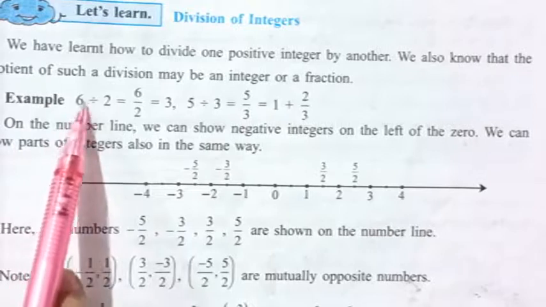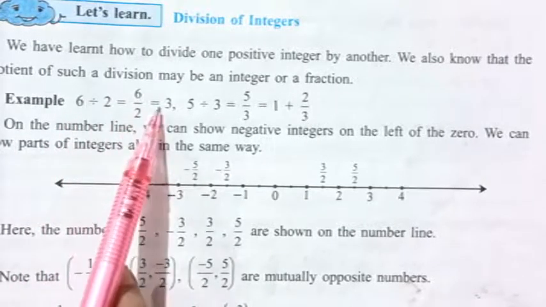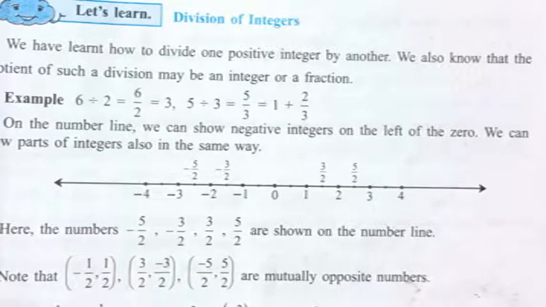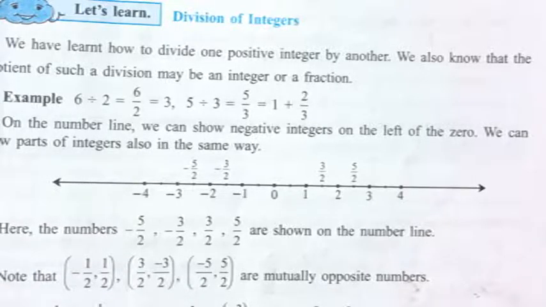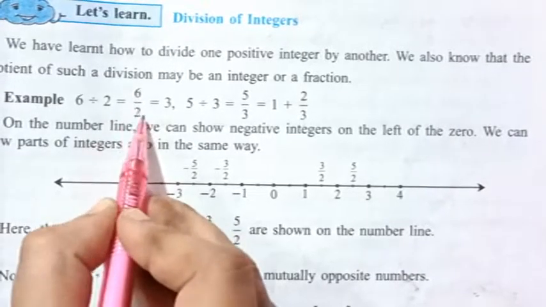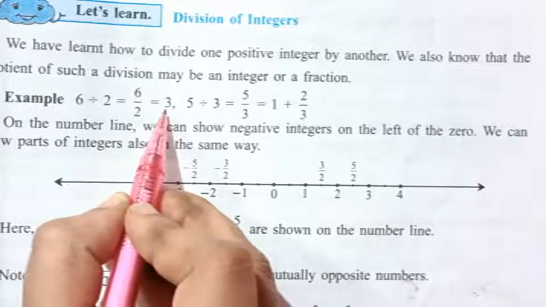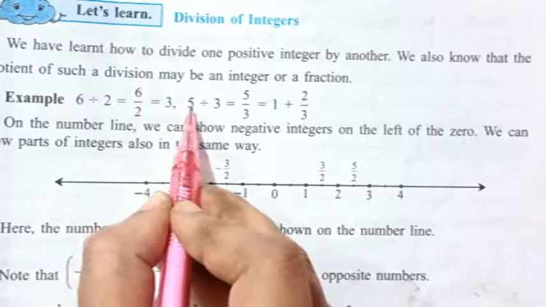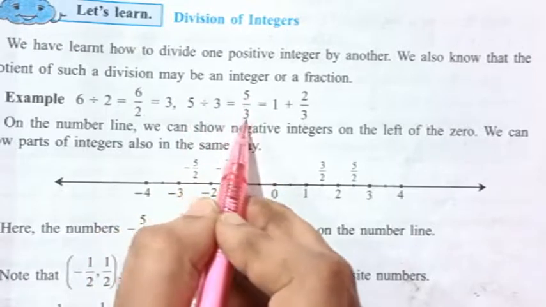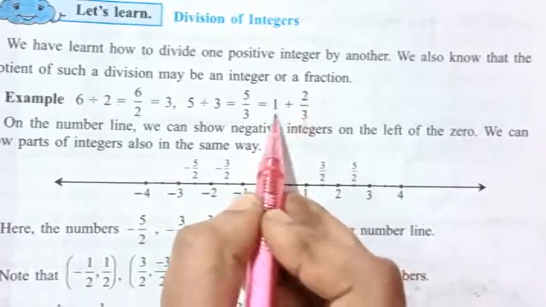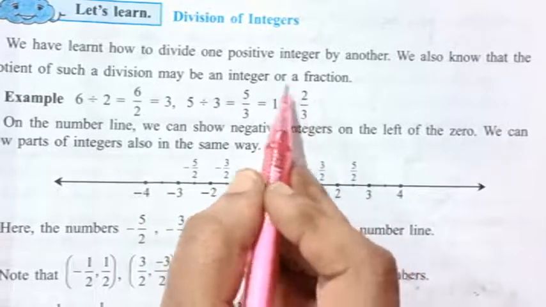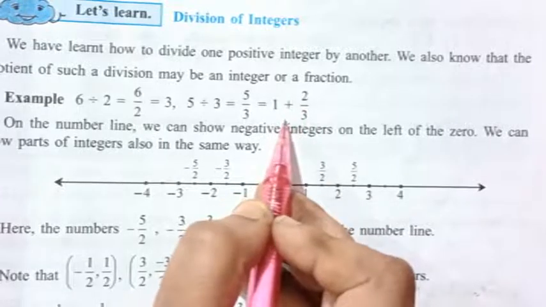For example, 6 divided by 2 is equal to 6 upon 2, which is equal to 3. If you solve 6 divided by 2, you can easily see that 6 is divisible by 2, so the answer is 3. But whenever you write it in a proper way, you are supposed to write it like this: 6 upon 2 is equal to 3. The second one is 5 divided by 3, which is equal to 5 upon 3. First you write your dividend and then the divisor. This is equal to 1 plus 2 upon 3. Now, how is the answer a mixed fraction? Let us see that.